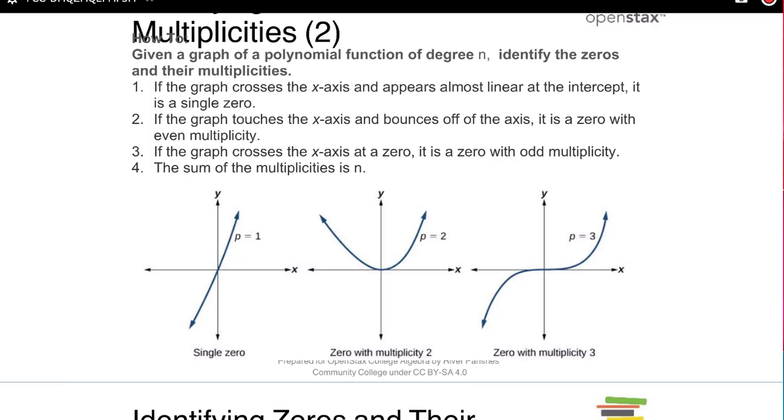Now, notice this one doesn't bounce off. It crosses just like this one does, but when the graph crosses the x-axis at a zero, it is a zero with an odd multiplicity. So if it crosses like it did here or here, then that would be an odd multiplicity.